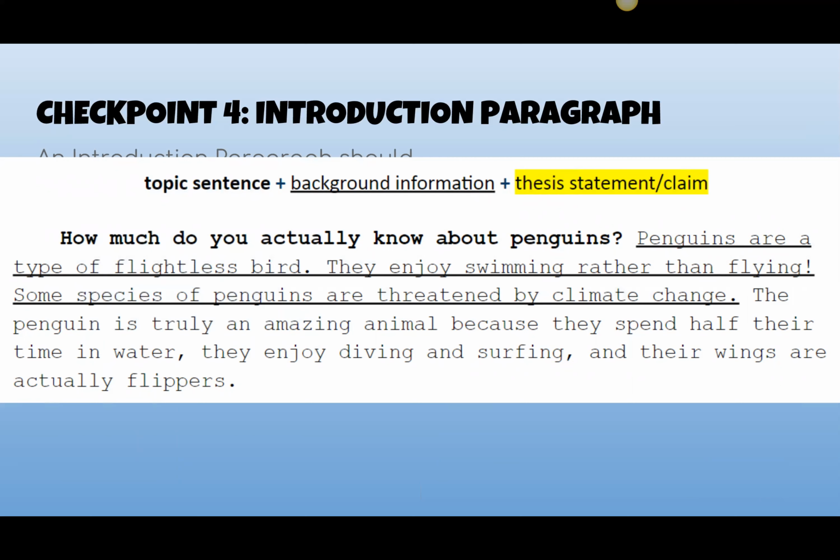So this person would then use the rest of their essay to devote a paragraph to them spending half their time in water, and they would provide evidence to show that. They'd have another paragraph for how they enjoy diving and surfing and put some evidence in a second paragraph. And then they'd have another paragraph devoted to their wings being flippers and put some evidence to support that, and then close the whole thing with a conclusion paragraph. So we will come back to how to do the body paragraphs, but this is a very well-written introduction paragraph and one that you should become familiar with.